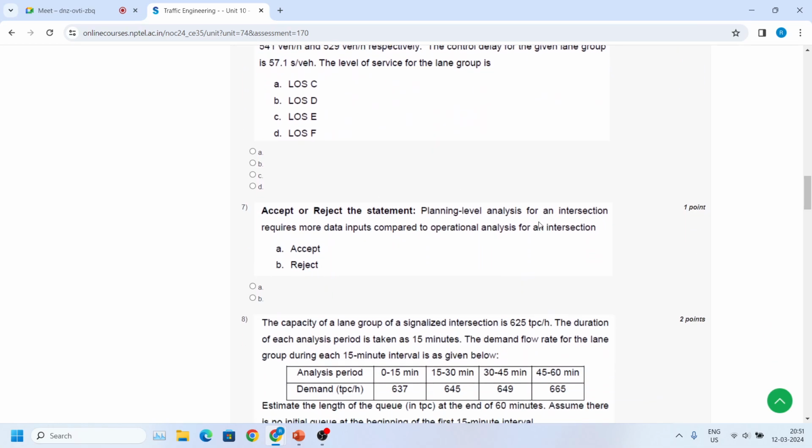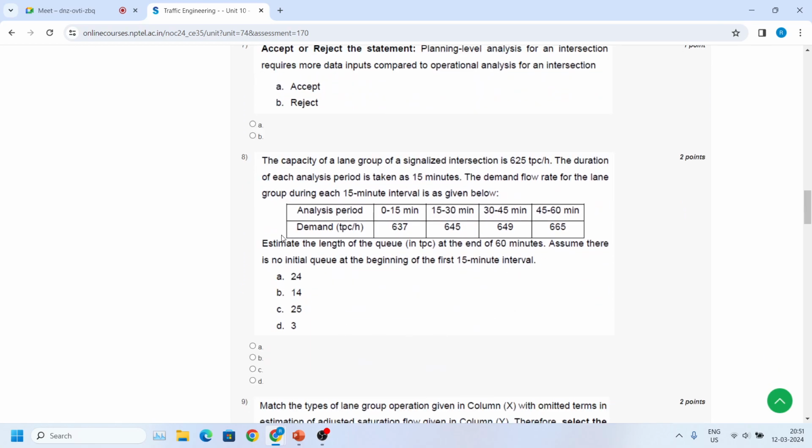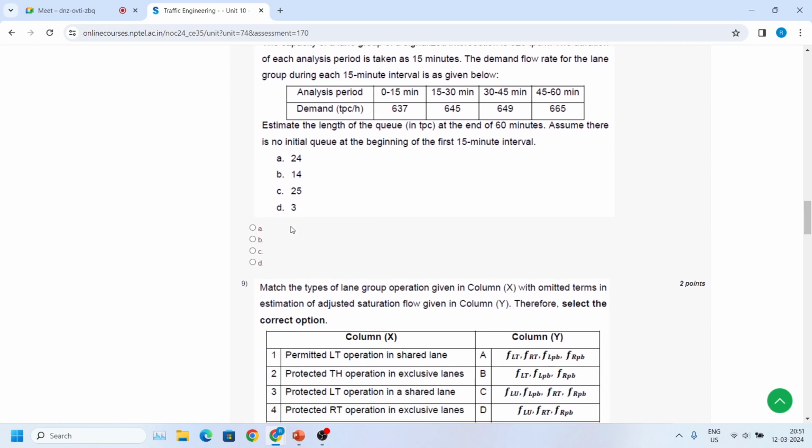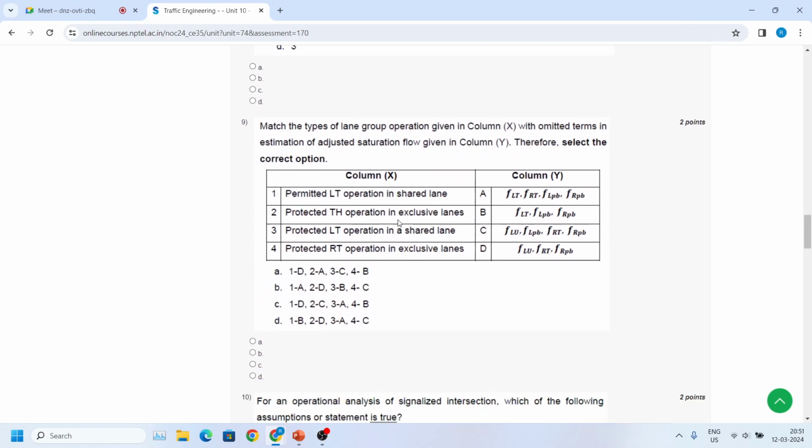This is again, I think, very simple, true and false. I think you can answer it. This similar problem I have discussed. This has been discussed.